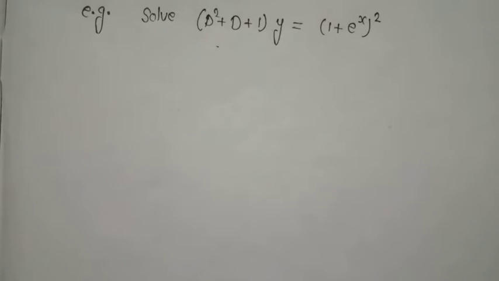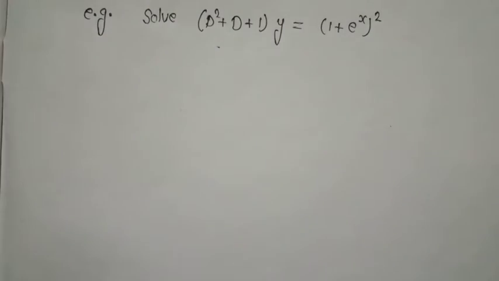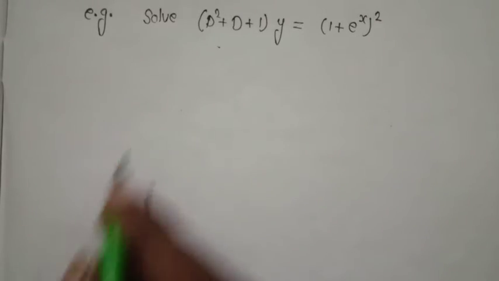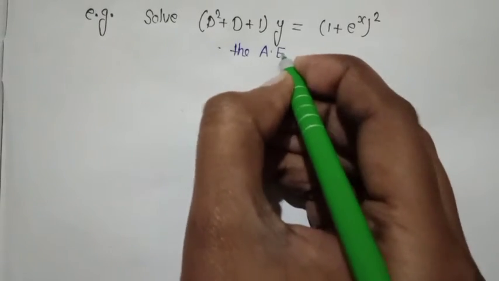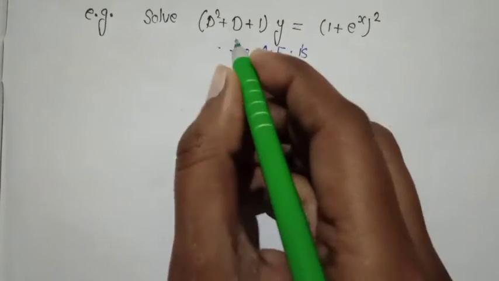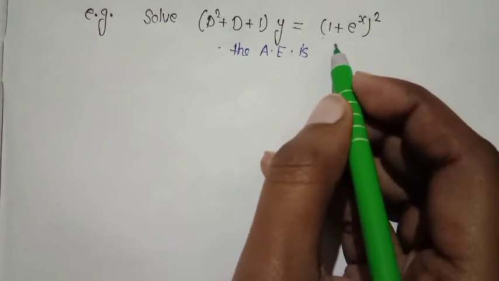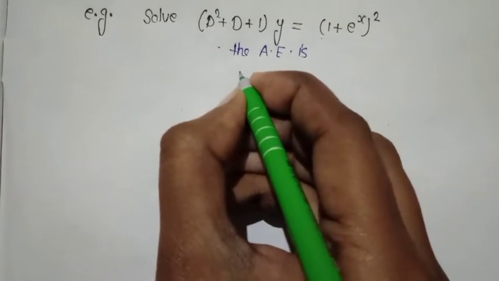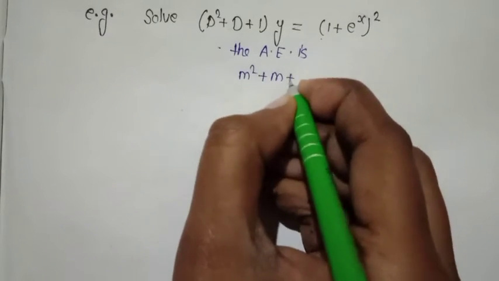In order to find the complementary function for this differential equation, firstly we have to write the auxiliary equation. And what is the auxiliary equation? Firstly we will put D equal to M. In order to write the auxiliary equation, we have to take the right side of this equation as 0, and we put D equal to M. So this equation becomes M square plus M plus 1 is equal to 0.